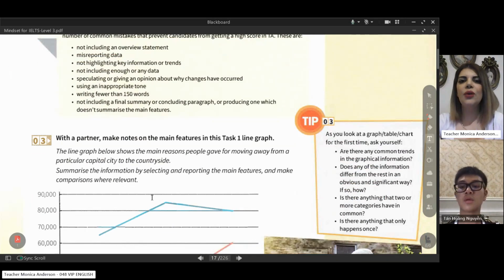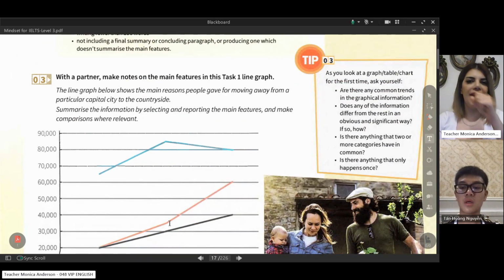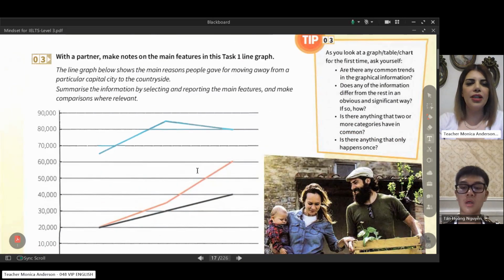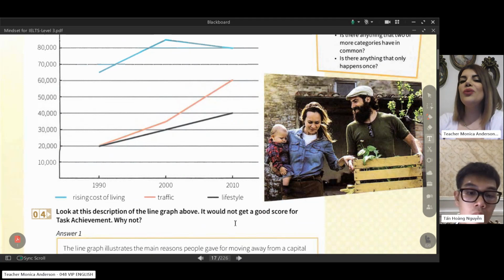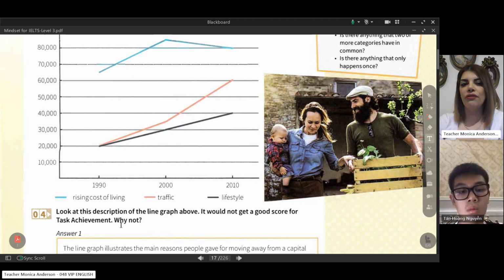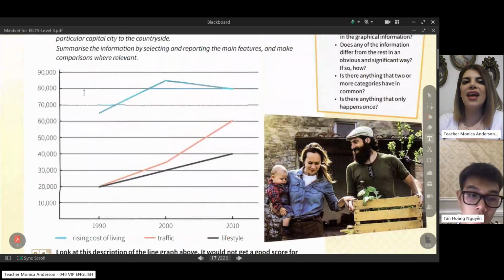Well, now let's do something. As you can see, there is a multi-line graph, and now we're going to do something. Look at this description of the line graph above. We have a description. It would not get a good score for task achievement. Why not? Let's have a look at this graph.